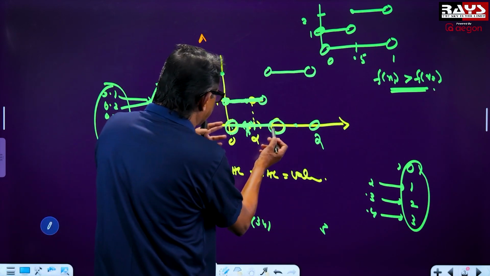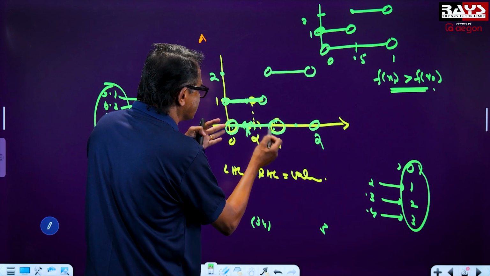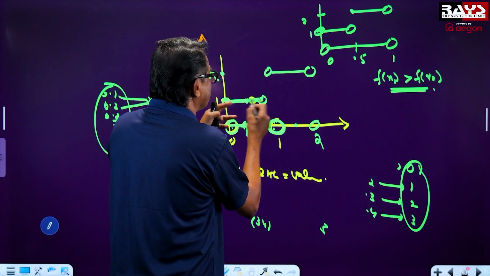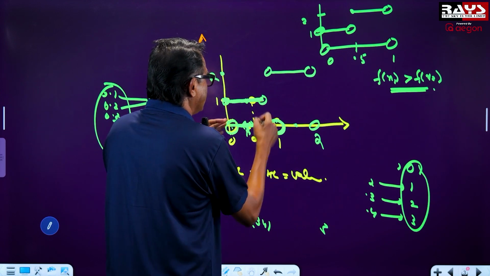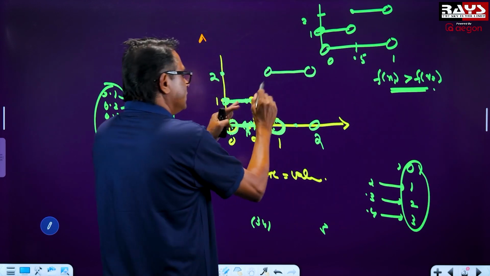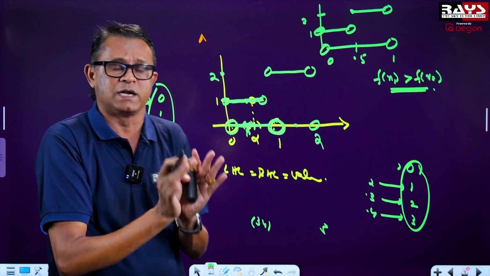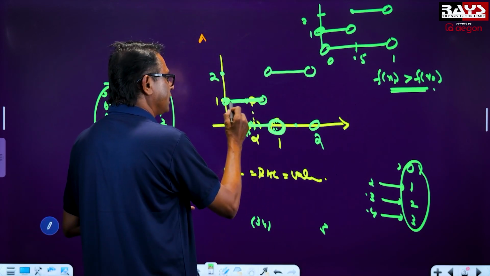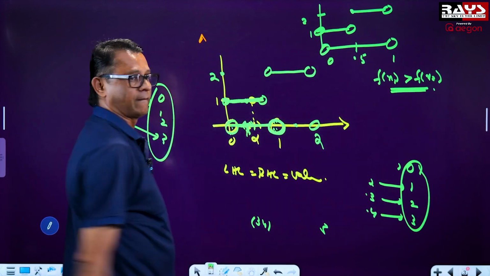But over here, we don't have to look at the continuity. Why? Because this is not there in our domain. So we have to consider this as a continuous line only, and this is not a jump. This is not to be considered as a jump. Why? Because 1 is not there, 2 is not there. So we can consider it as a continuous line.